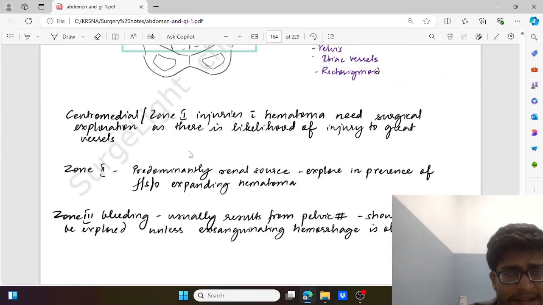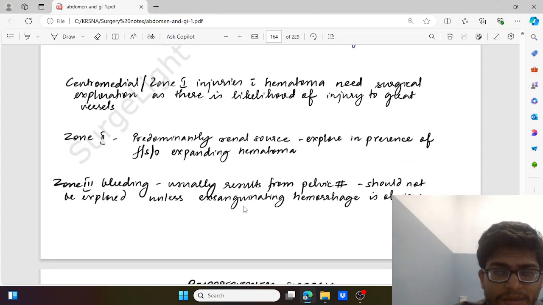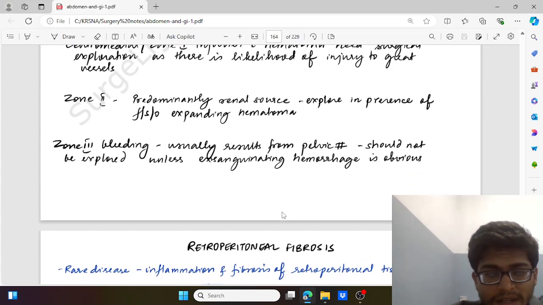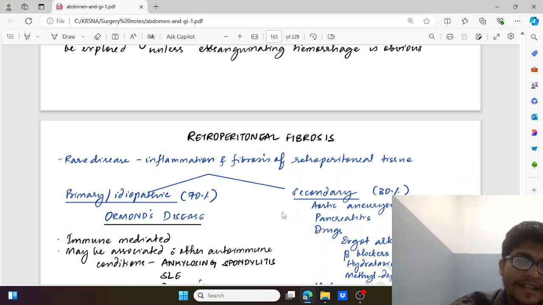And injuries to zone 1, that is the centromedial zone, where the hematoma needs surgical exploration because it involves great vessels and a higher chance of severe injury causing death. Zone 2, where there is a renal source, so we have to explore in case of expanding hematoma. Zone 3, due to pelvic fracture, should not be explored unless there is severe hemorrhage causing unstable vitals. So we have to consider the clinical scenario.